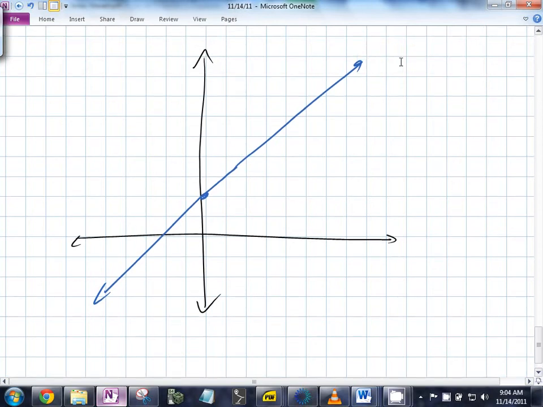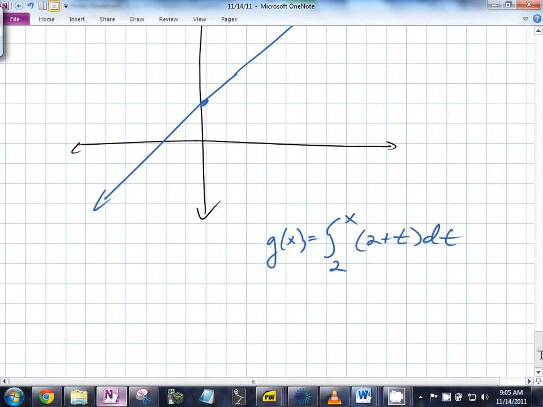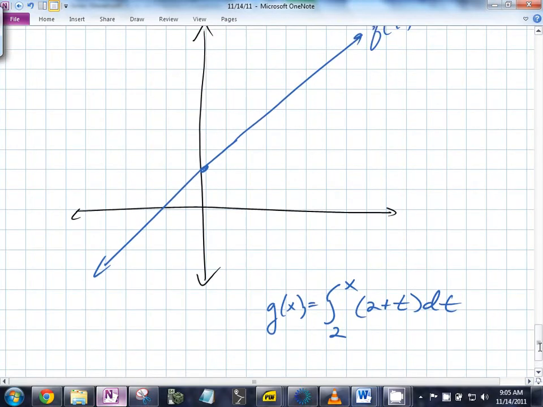What does this represent? g of x is going to be the integral from 2 to x of 2 plus t dt. That represents the area under the curve from what to what? 2 to x of 2 plus t. The curve is 2 plus t. So the starting value is what? 2. So where's 2? Let's say that's right here. So this is 2.